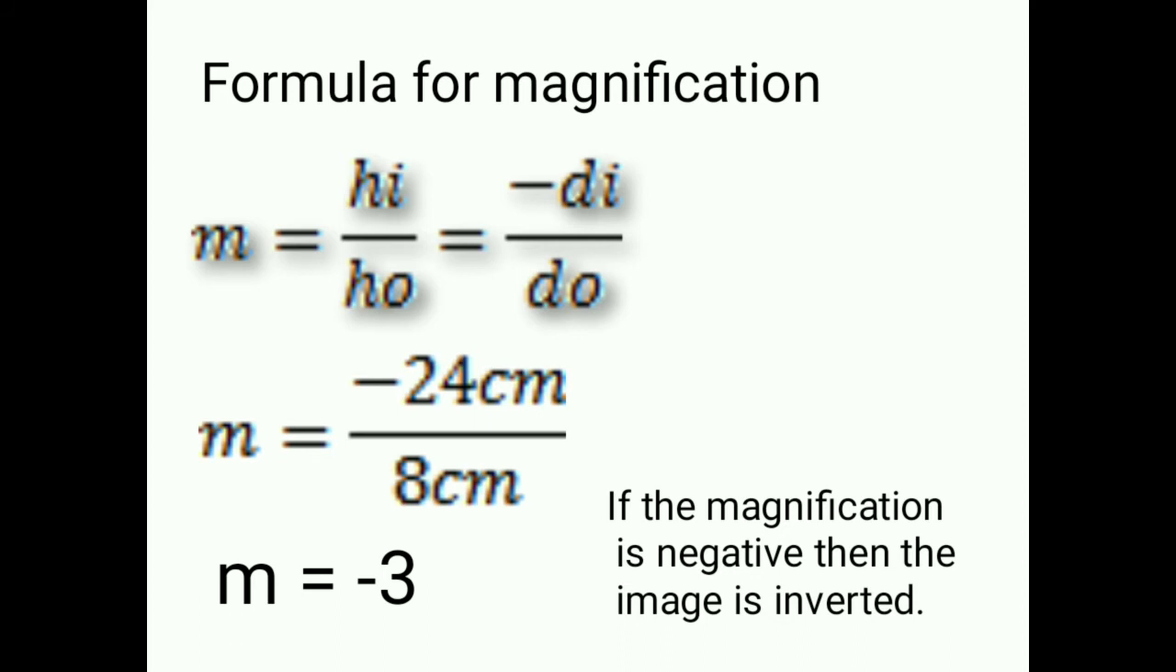Now to find the magnification, we're going to use negative di over do because we have no value yet for hi. So negative 24 cm over 8 cm, the magnification will be negative 3. If the magnification is negative, then the image is inverted.